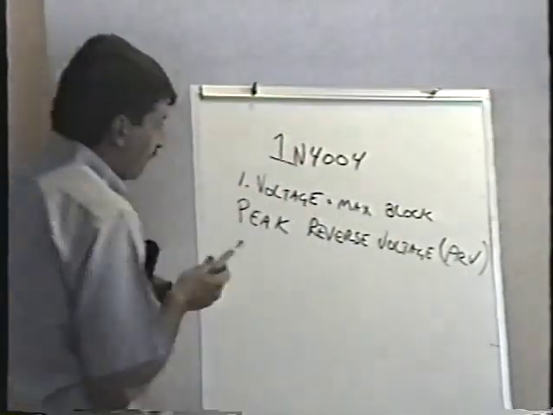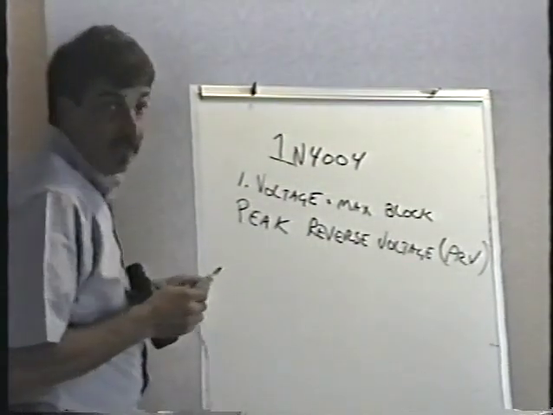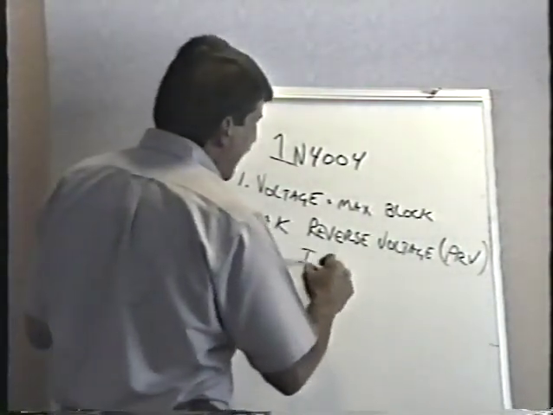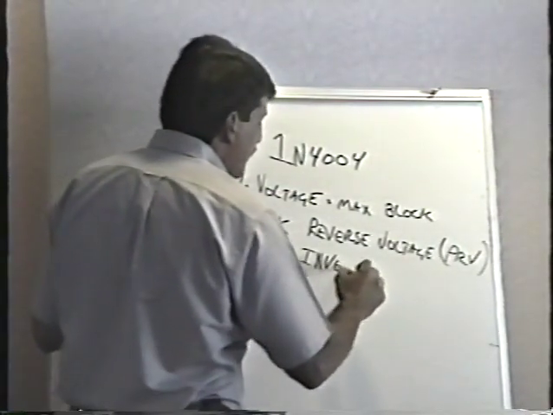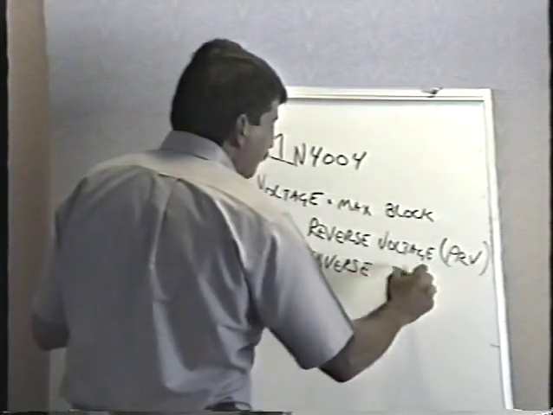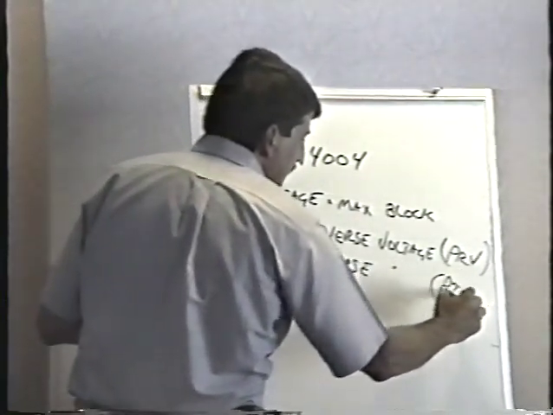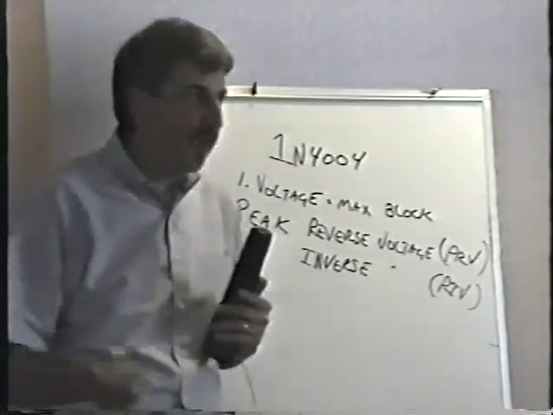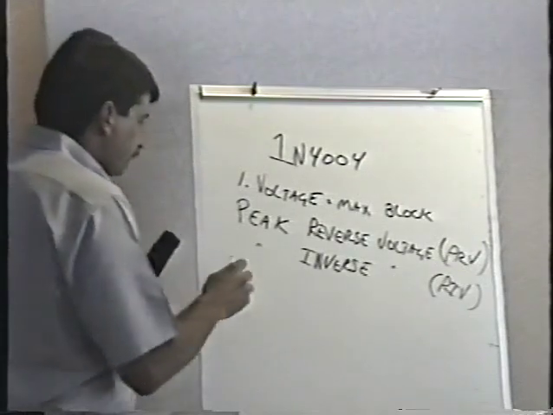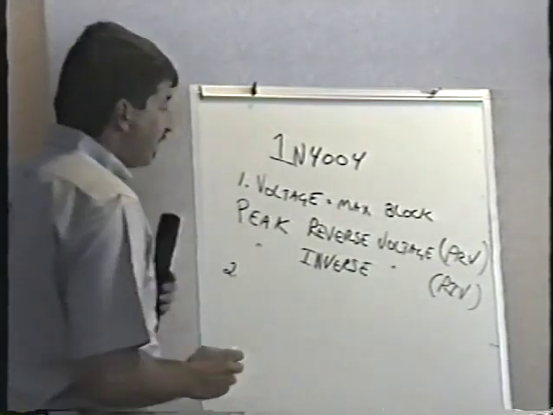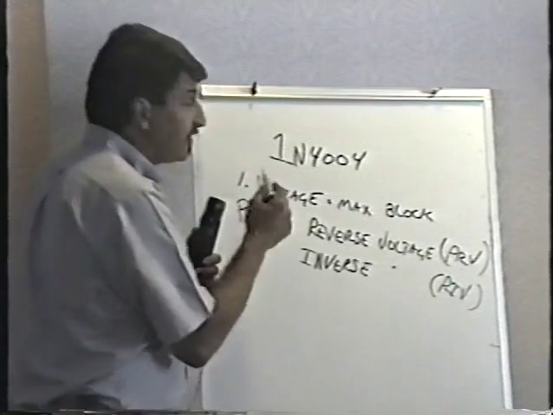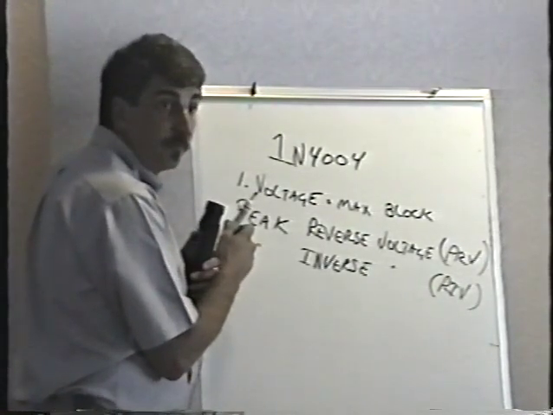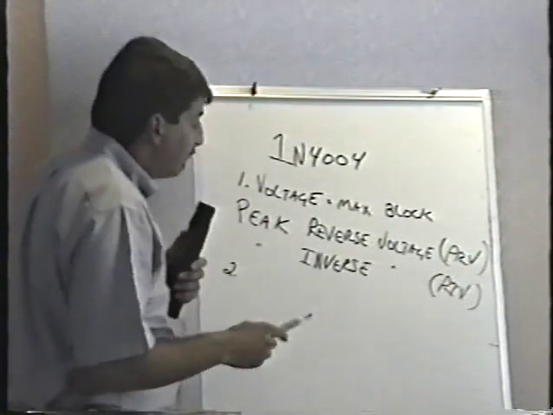So, the voltage rating of a diode is the maximum it can block, also referred to as the peak inverse voltage. Means exactly the same thing. It'll either be PRV or PIV. Means exactly the same thing. It's simply the voltage rating of the diode. And the voltage rating of a diode is just like the voltage rating of a capacitor. It's the maximum amount that it can handle. It's not how much it puts out, it's the maximum it can handle.